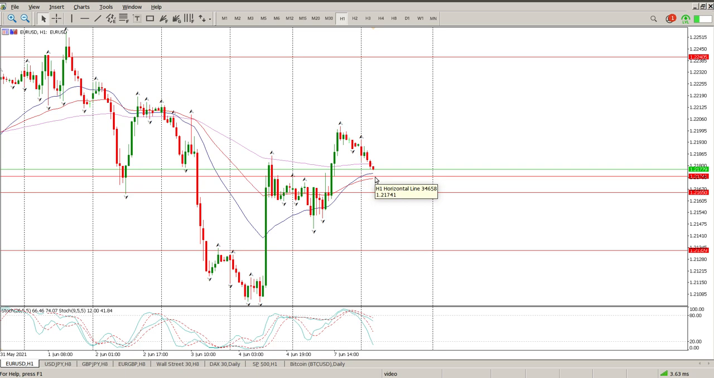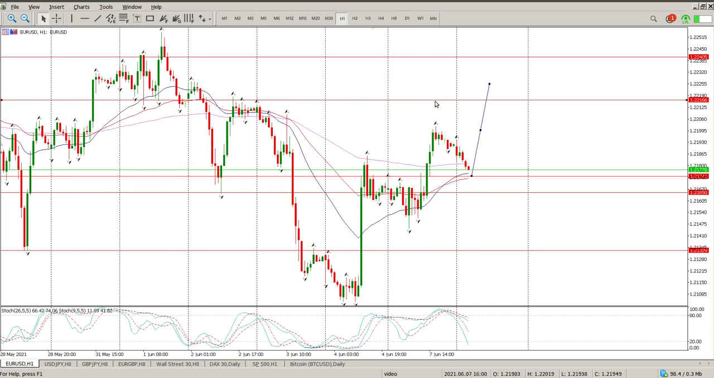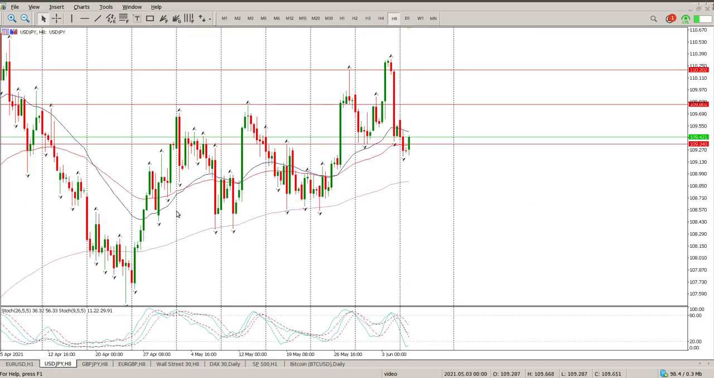So this is the area to watch, 1.21741. See if we can find support there, opportunity to buy in, and you're looking for the measured move. Let's just be conservative. Take that one. And my first area of profit is going to be around here. Good chance you're probably going to fall to 1.21650, aiming for 1.22166.